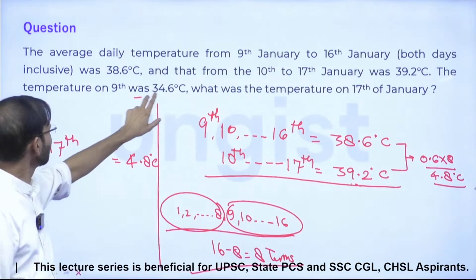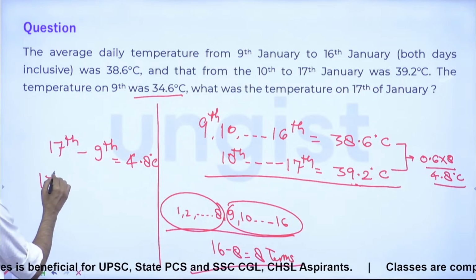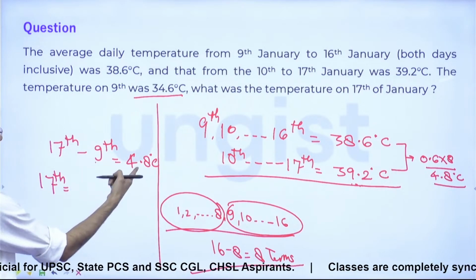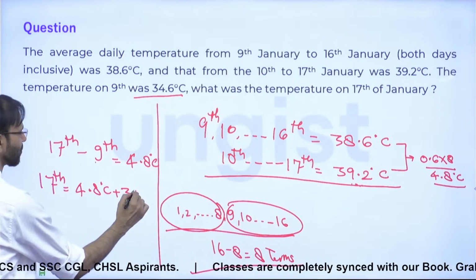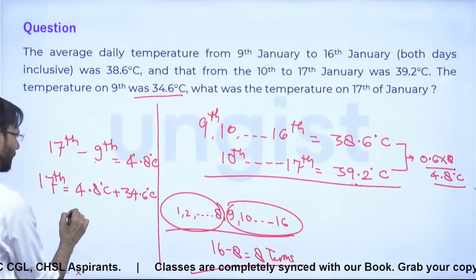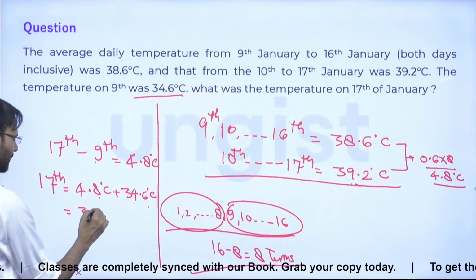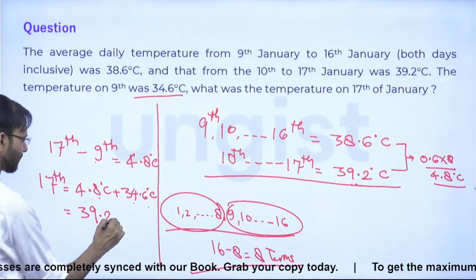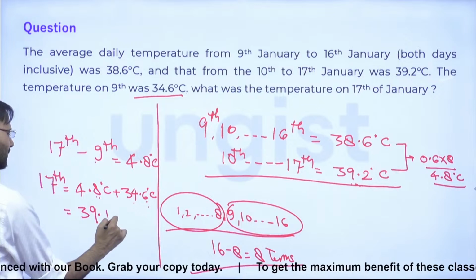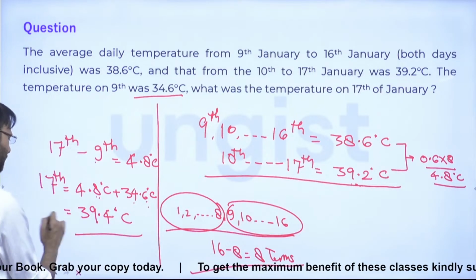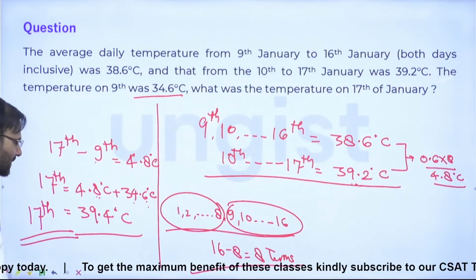Now the temperature on 9th is already given, 34.6. So the temperature on 17th is equal to this plus 4.8 degrees Celsius, plus 34.6 degrees Celsius, is equal to 8, 4, 12 and 38, 39. 39.2 degrees Celsius. No, 39.4, I'm sorry guys. 8 and 6 is 14, 39.4 degrees Celsius. So the temperature on 17th was 39.4 degrees Celsius.